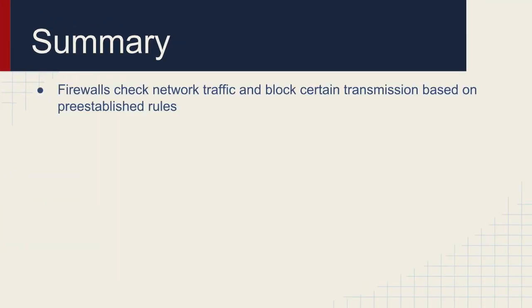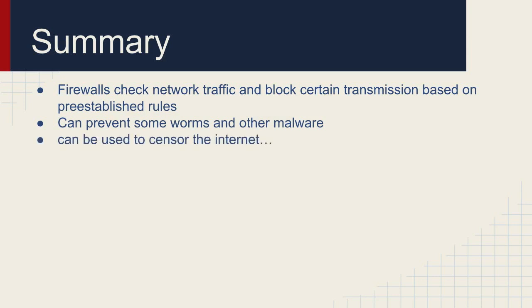So in summary, firewalls check network traffic and block certain transmissions based on pre-established rules. They can prevent some worms and other malware. They can be used to censor the internet. This is kind of a big deal. For a while, they called it the Great Firewall of China. Essentially, the Chinese government established a nationwide firewall that prevented content from coming into the country from certain locations. That's one of the things you can do with a firewall. You can basically make it look like certain things don't exist.